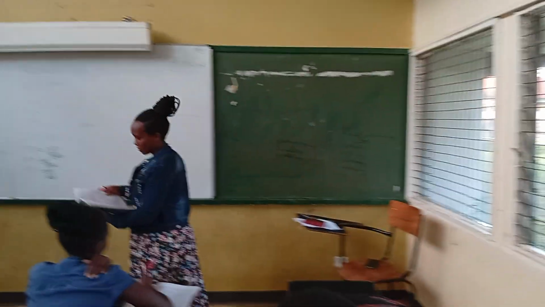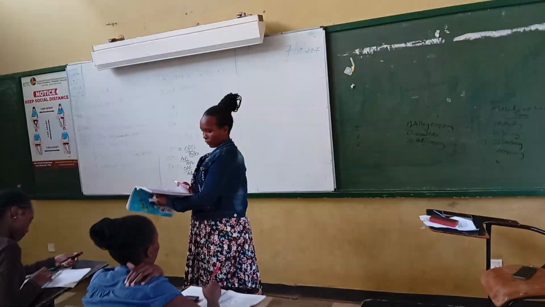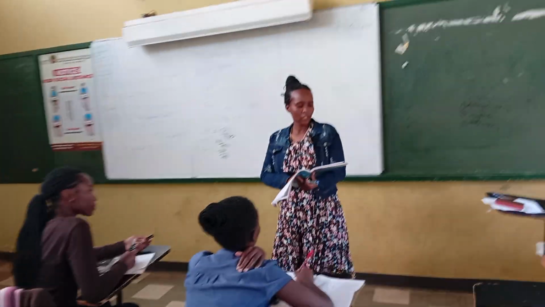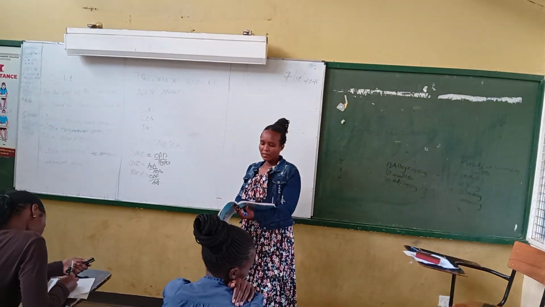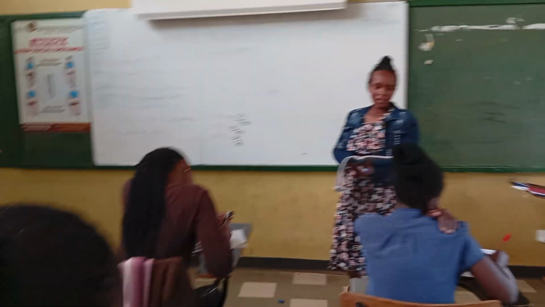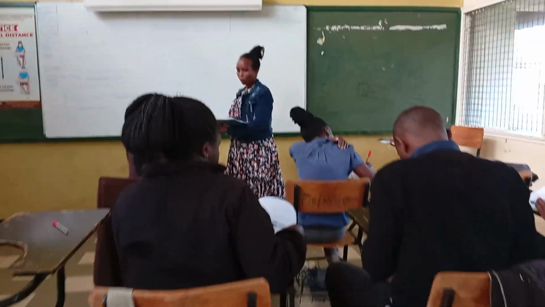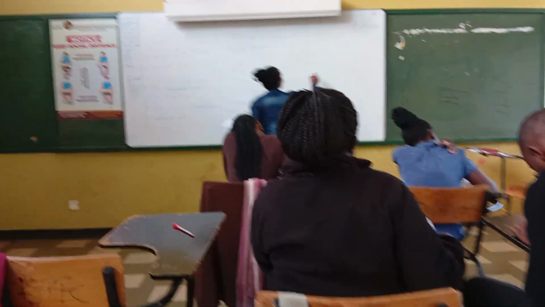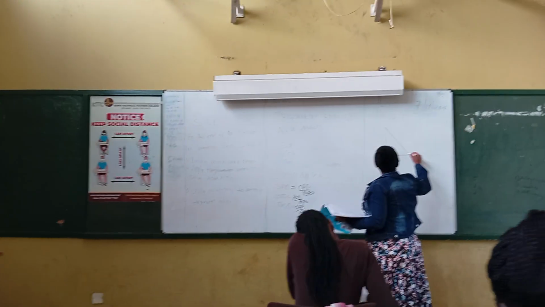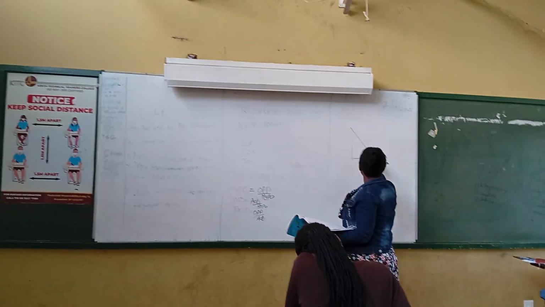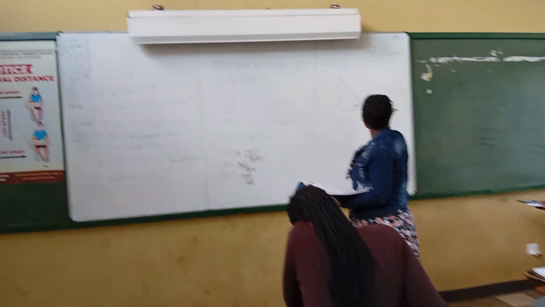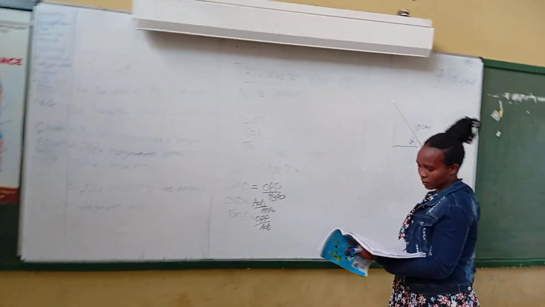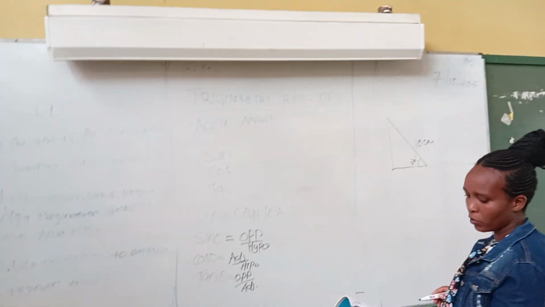So our first example: in a right angle triangle, one of the acute angles, our theta, is 30 degrees. The hypotenuse is 10 centimeter. Find the length of the opposite and adjacent. We have been told our theta is 30, and the hypotenuse is 10 centimeter.